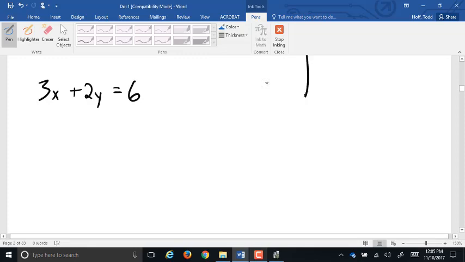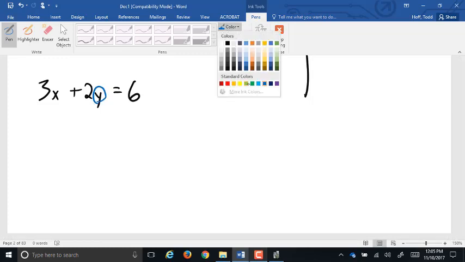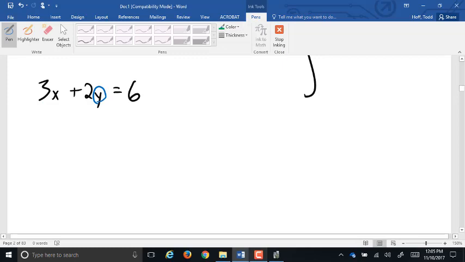Now, of course, this one, we've gone one step further. X is over there with the y. Doesn't matter. We still just need to get y by itself. We have to get rid of the 3x. We're going to subtract it. So that leaves us with 2y here. What is 6 minus 3x? 6 minus 3x. Very good.